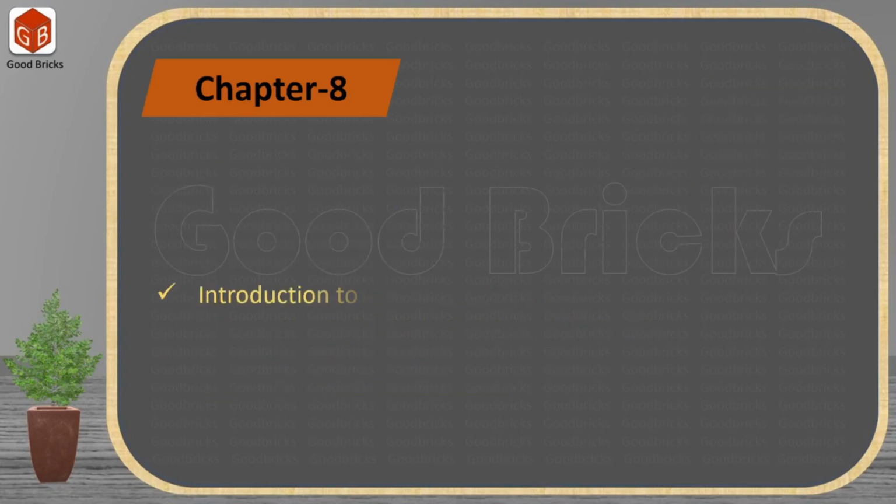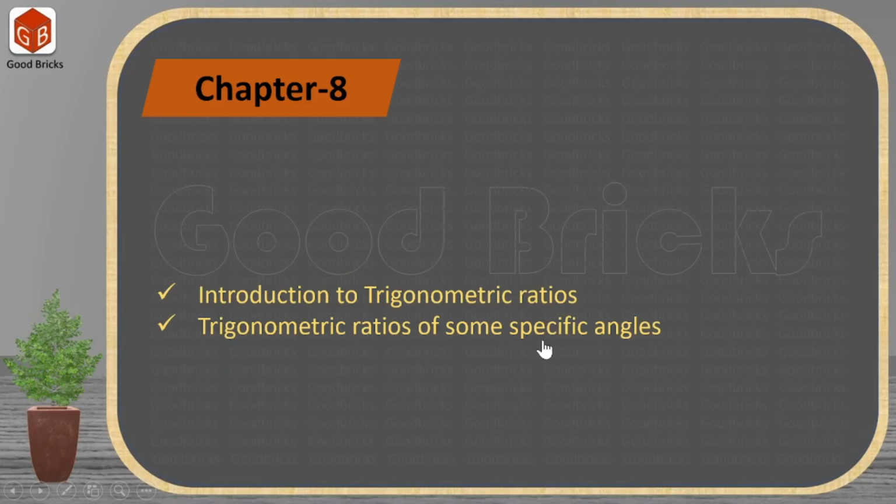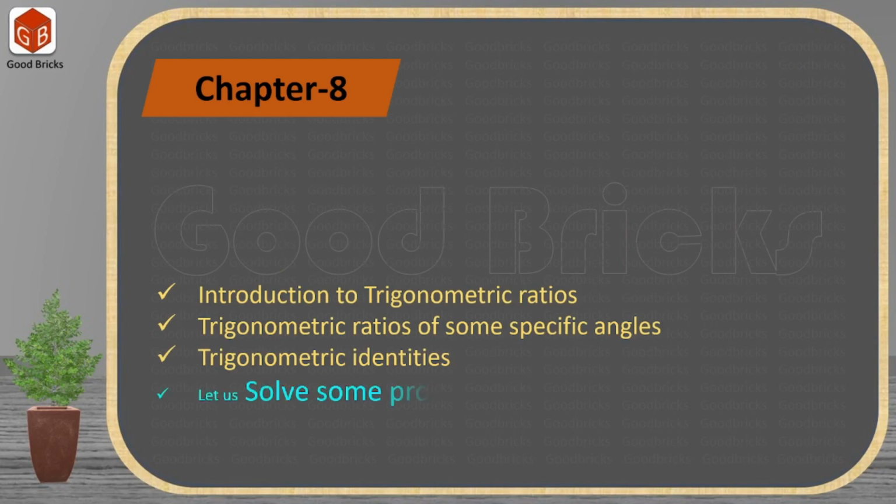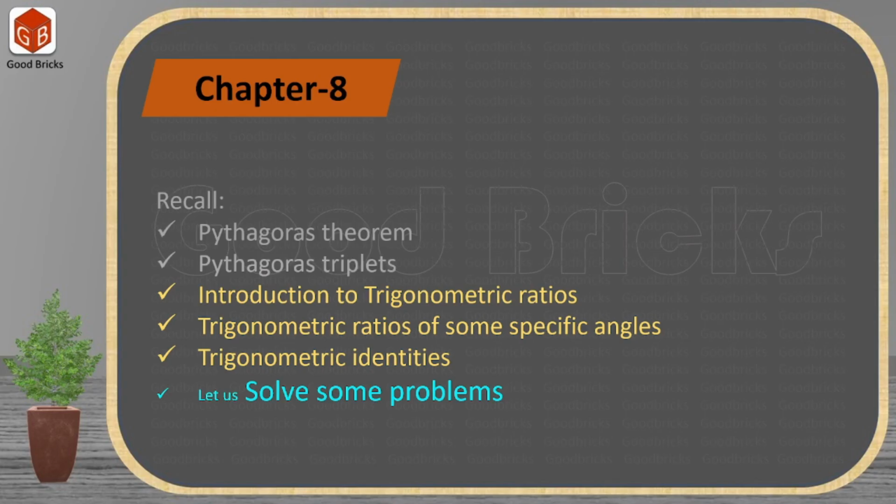And in this chapter, you have only three key concepts. What are they? Introduction to trigonometric ratios, trigonometric ratios of some specific angles, trigonometric identities. These are the only three key concepts which are there in this chapter, and we are going to solve some problems based on all these three concepts. And before proceeding further, you should recall Pythagoras theorem and Pythagoras triplets, which is really going to help you a lot to solve all the problems of this chapter.